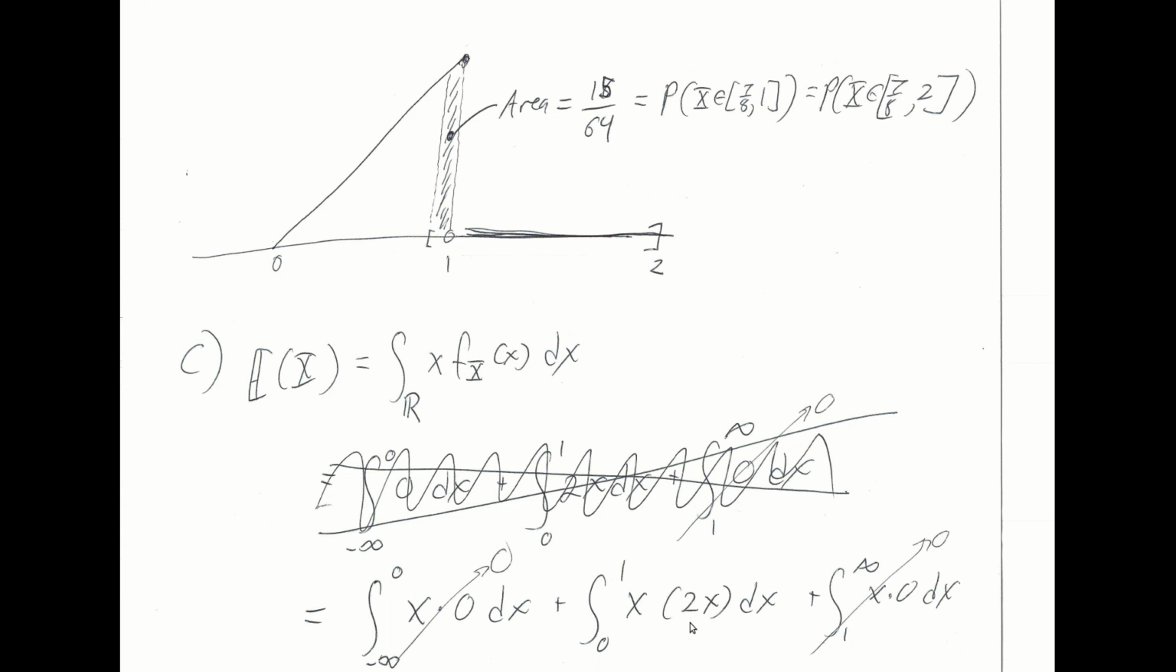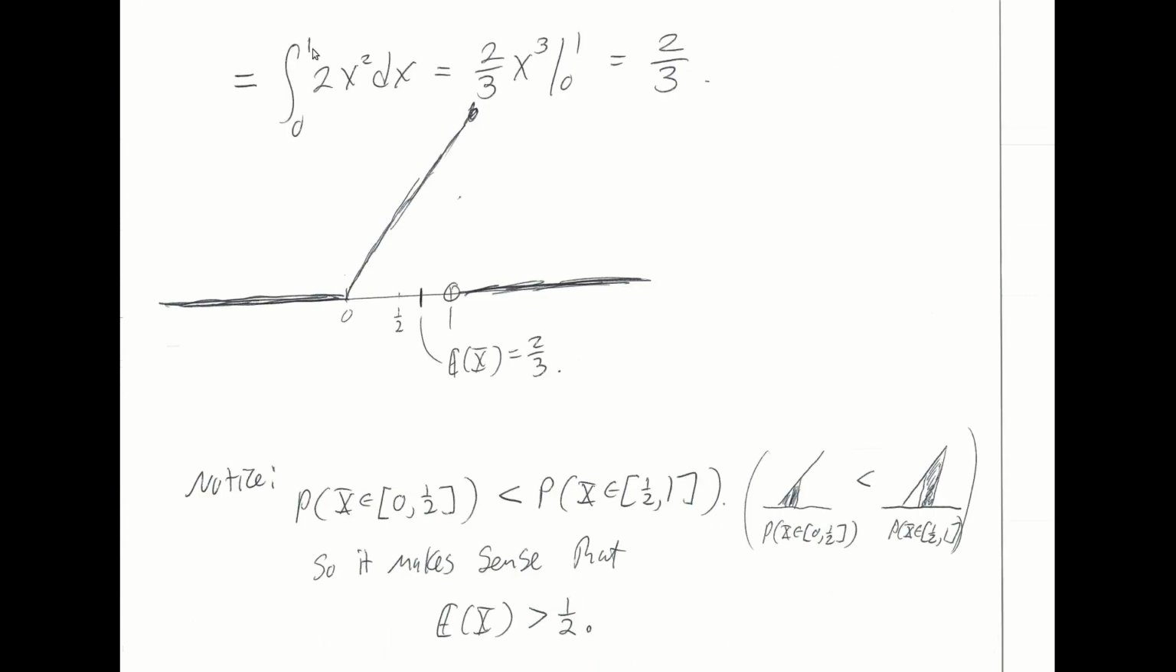So now we've got to compute this, and again, it's relatively trivial. The integral from 0 to 1 of 2x squared gives us 2/3 x cubed. From 0 to 1, we plug in the limits of integration, and we get 2/3. I say it's trivial because it's one of the simpler integrals from Calc 2.